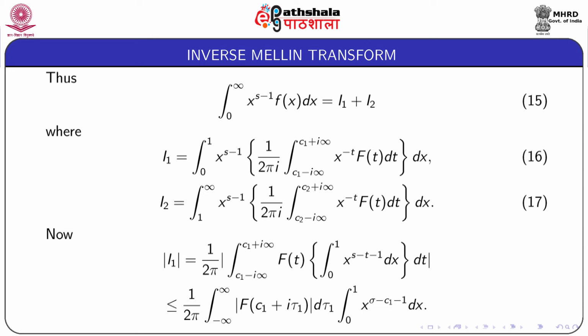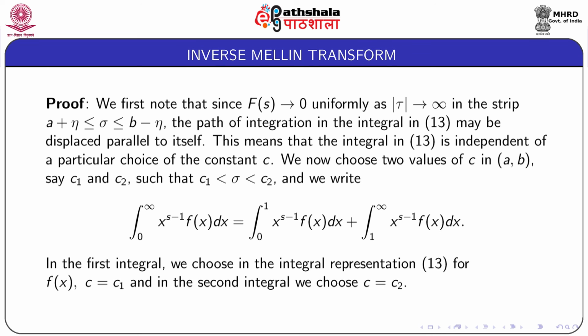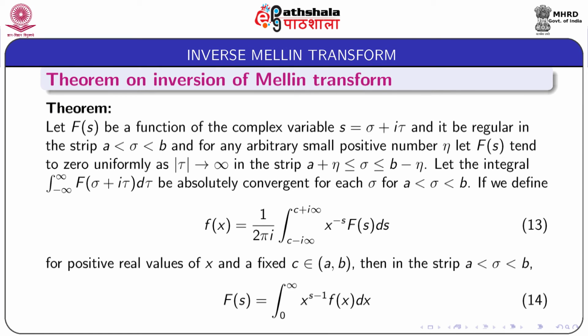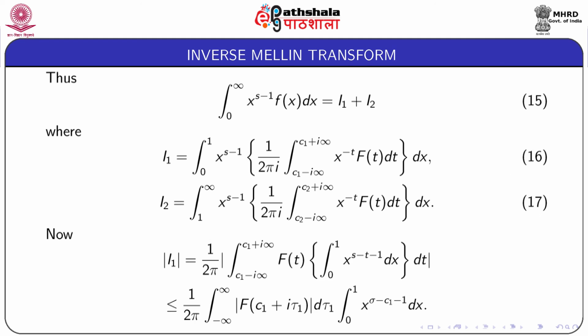Here also, as mentioned earlier, I2 is this integral, and here f(x) is substituted from equation 13 with c equal to c2. Now, we consider mod I1, and that is equal to 1 by 2 pi mod of integral c1 minus i infinity to c1 plus i infinity capital F(t) into integral from 0 to 1 x to the power s minus t minus 1 dx dt.